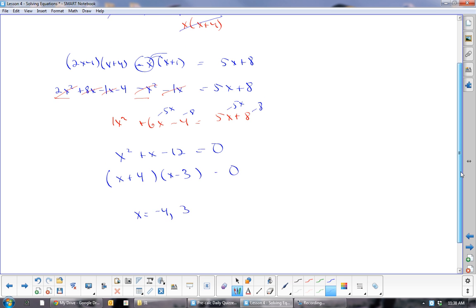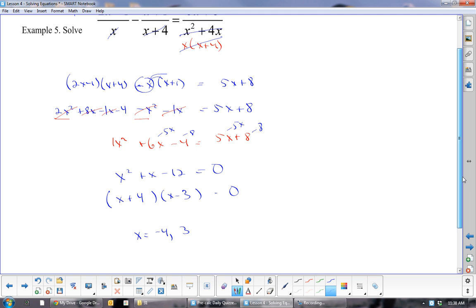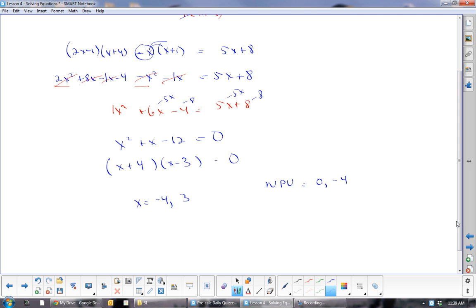Again, not so fast. List all your non-permissibles. The non-permissible values are 0 and negative 4. Therefore, the answer is x equals 3.